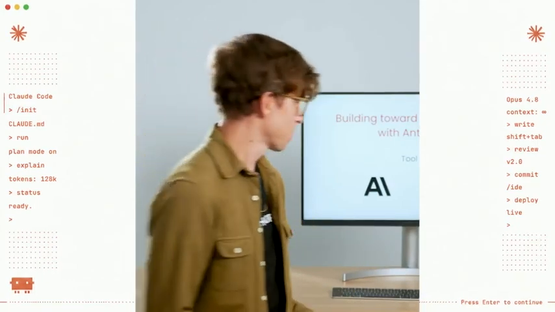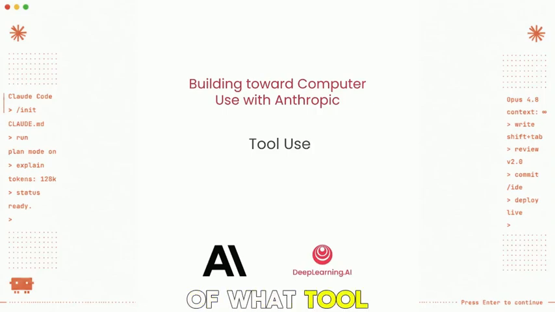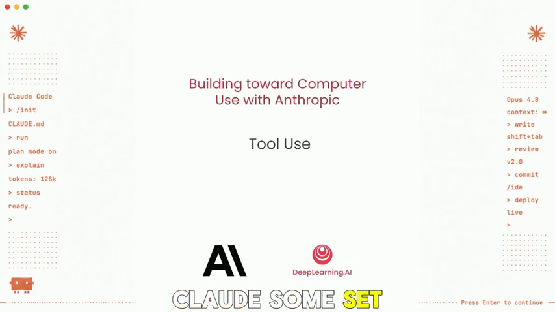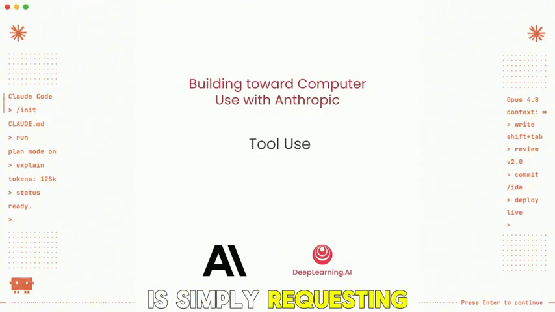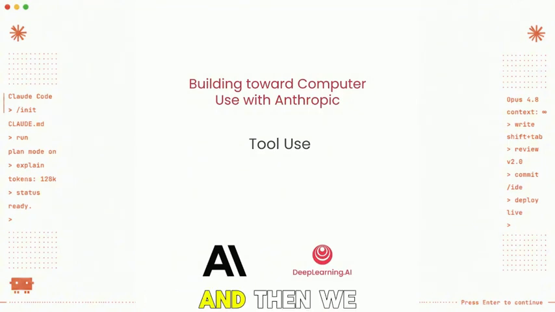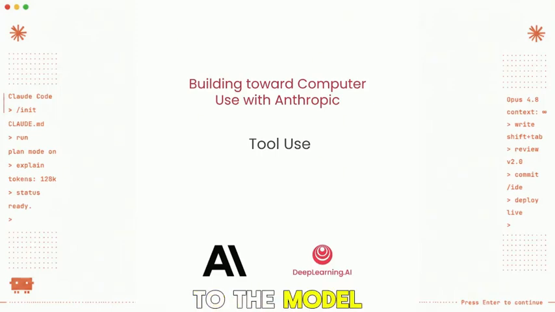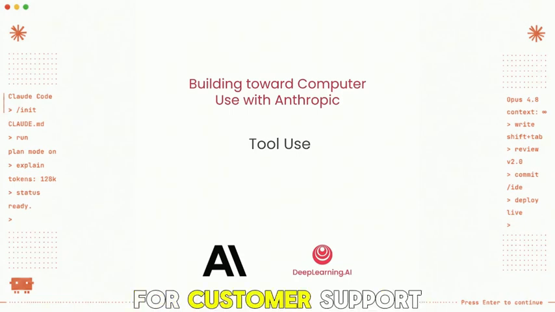Let's get to it. So let's start with an explanation of what tool use actually is. Tool use, also known as function calling, is basically the ability to extend Claude's inherent capabilities. We can give Claude some set of external tools or functions, give it access to those functions, and then allow the model to call those at any point. Although, to be a little bit more specific, the model itself is simply requesting to call a tool or a function. And then we actually do the invocation, we actually do the function execution, and then send the result back to the model. So we'll see some diagrams and we'll build an example of tool use, a little chatbot for customer support step by step.